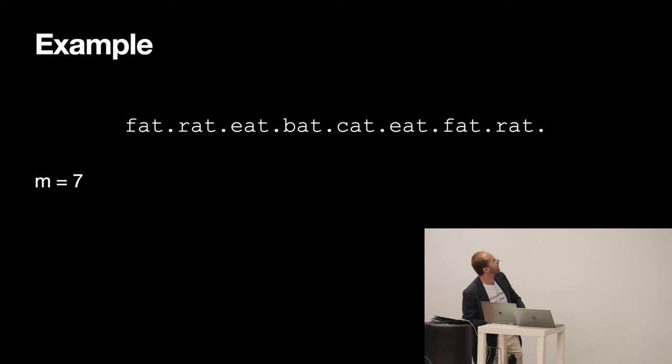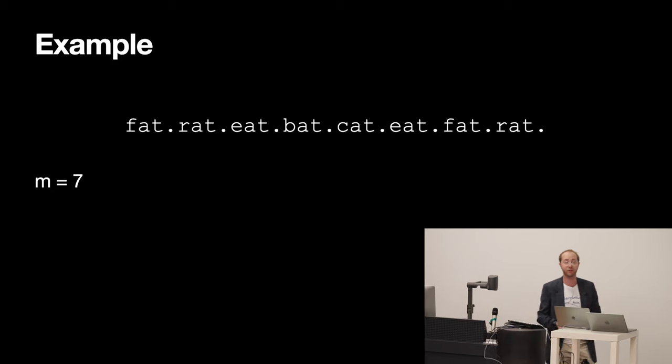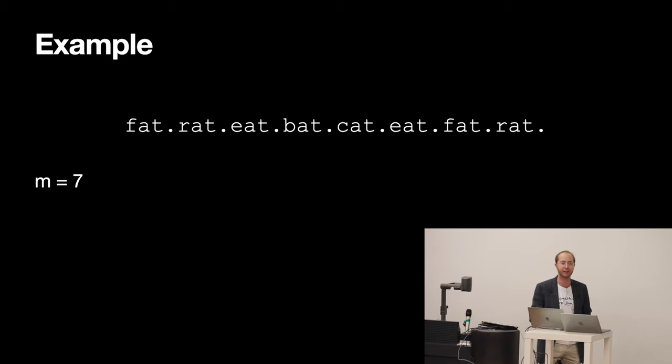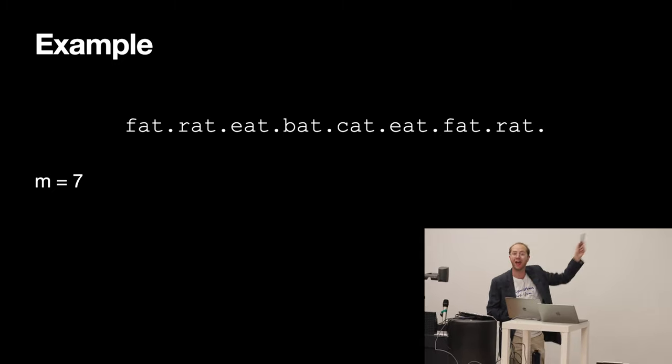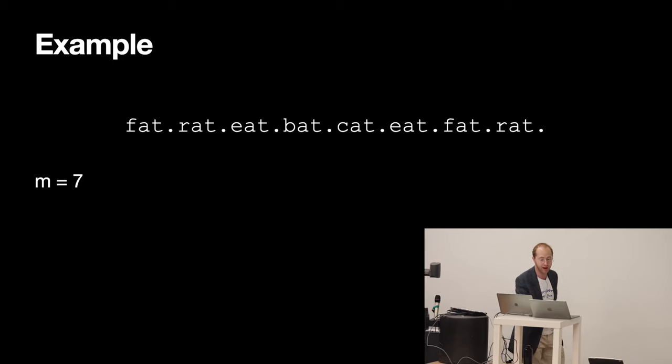And in this case, we're going to start with something simpler than that German ciphertext over there. Let's start with this string, fat.rat.eat.bat.cat.eat.fat.rat, and see if we can find all the places where there are repeated letters in this, what we will call a string, a sequence of characters.